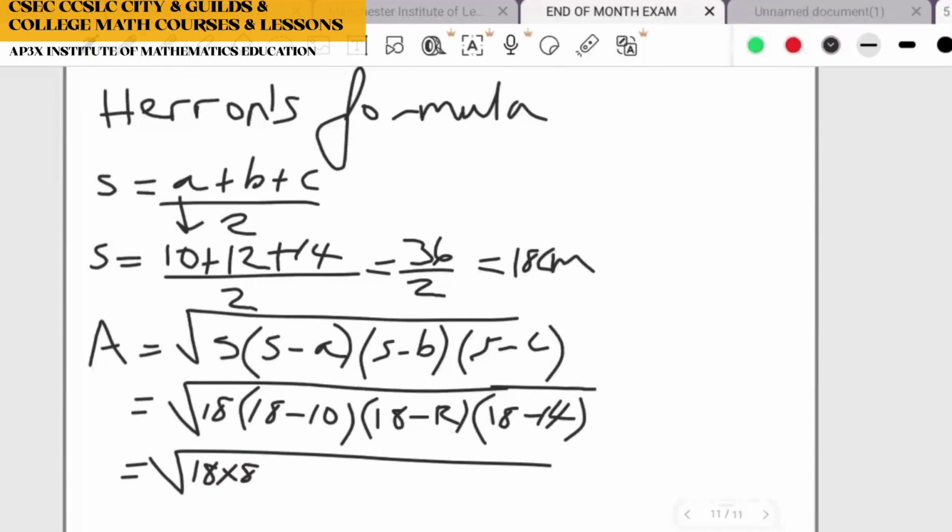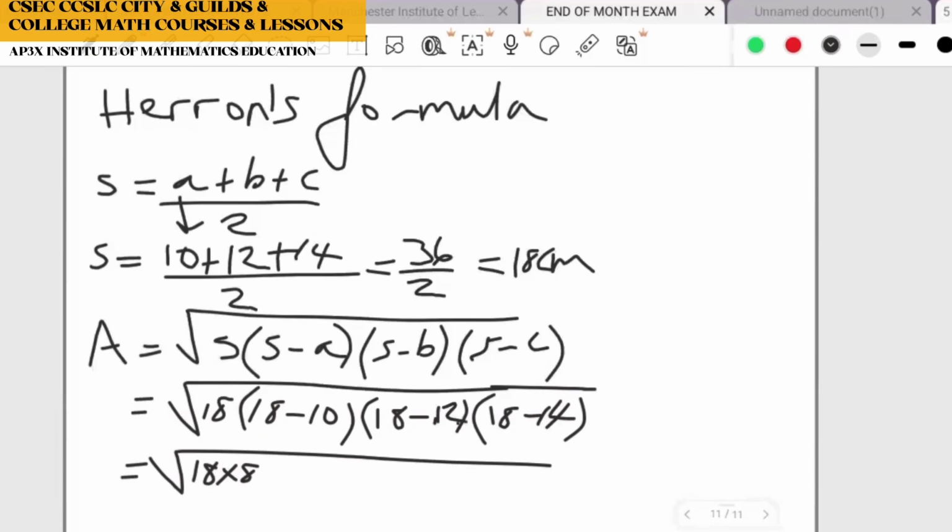18 take away 12. Remember, guys, I know what you guys will say: sir, that looks like an R. So it was 12, ladies and gentlemen. Let's make that clear from now. This is so small, 12.